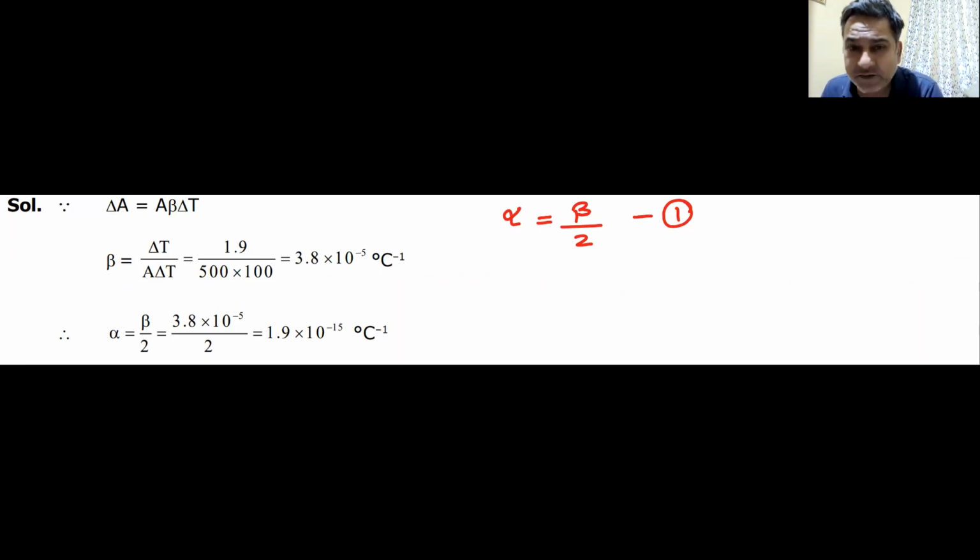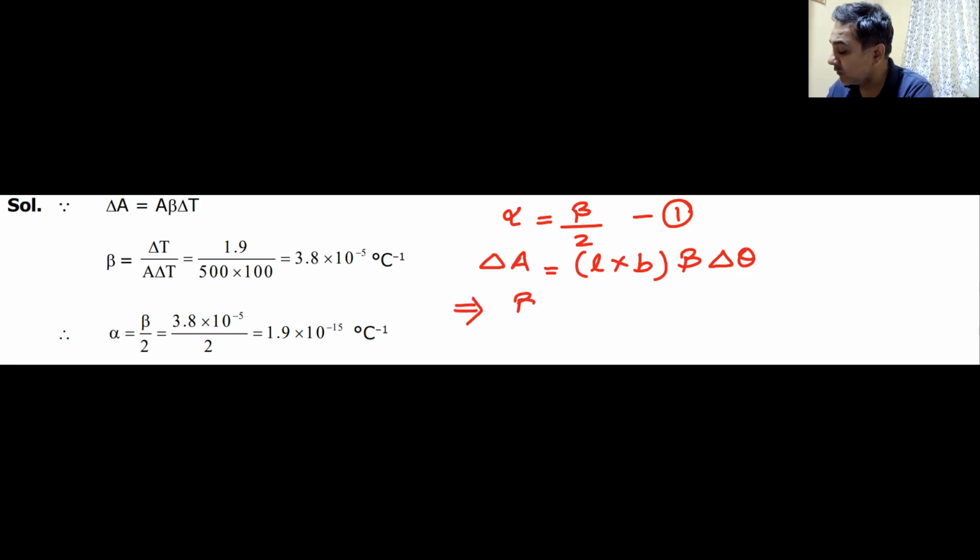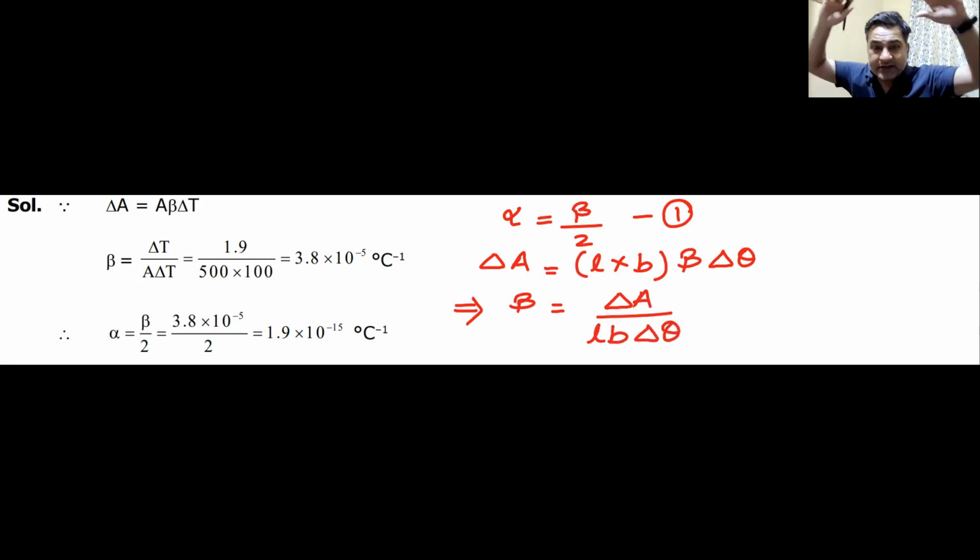Now the only thing is, can we find out the value of beta? How will I find out the value of beta? Change in area is delta A. Original area is length multiplied by breadth. Length is known, breadth is known, into the value of beta, into the value of delta theta. So from this equation, I can find the value of beta. The value of beta is delta A divided by length into breadth into delta theta. Do we all understand this?